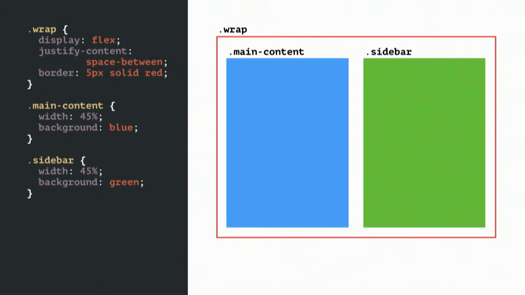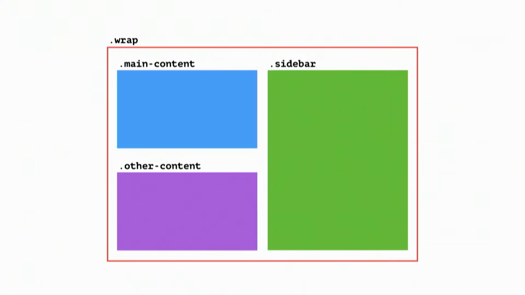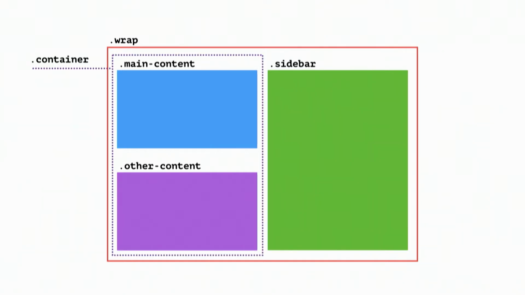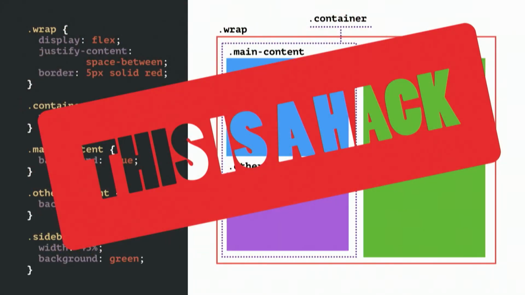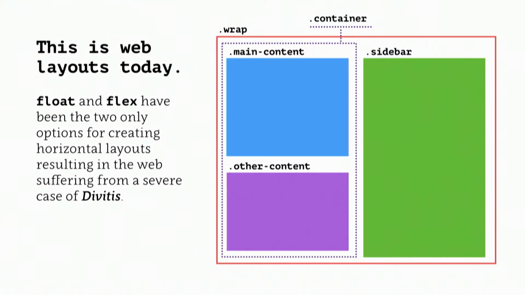Except the designer actually wants 3 boxes, which does not work because you can't get the Flexbox to do this. So then you have to put a box around the 2 things so you can flex the box and the other thing, and then you do all this crazy stuff. This is a hack. This is not how things should work. This is like a crazy way of doing things. And it results in crazy code. It results in lots of frustration. And this has been web layouts all the way up until today.